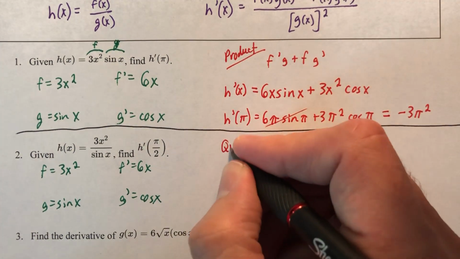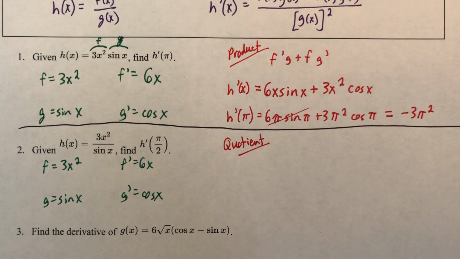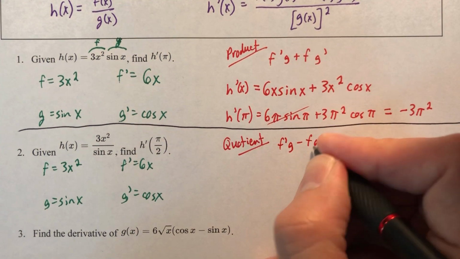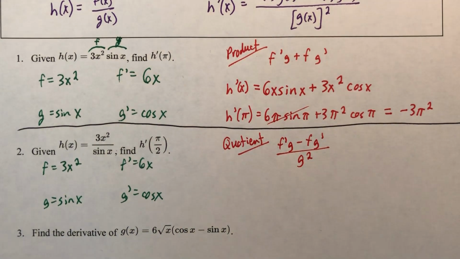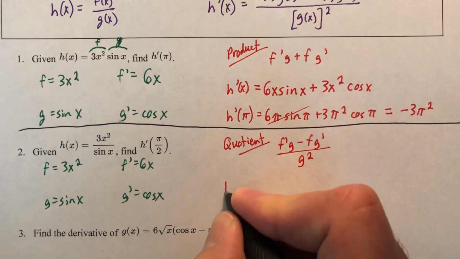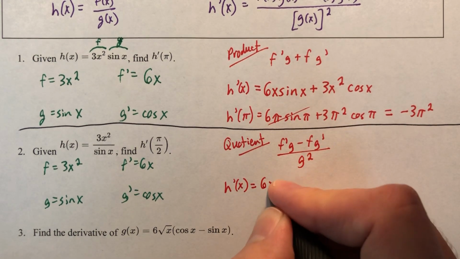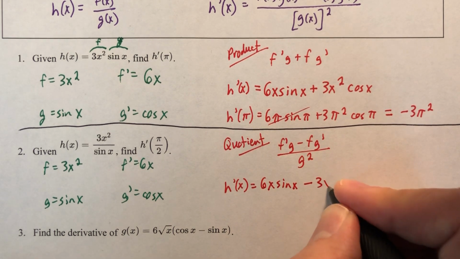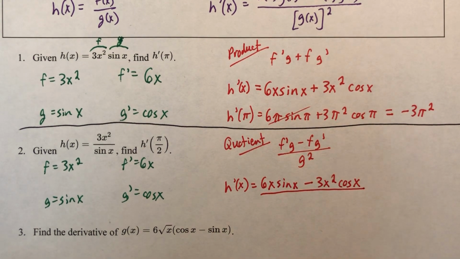We are now dealing with the quotient rule because we are dividing two different expressions and calling it a specific function. So the quotient rule says f prime g minus f g prime, all divided by g squared, and we are going to plug these things into this formula, and it gets a little sloppier with the quotient rule, but we'll be okay. So the derivative is f prime g minus f g prime, all divided by g squared.